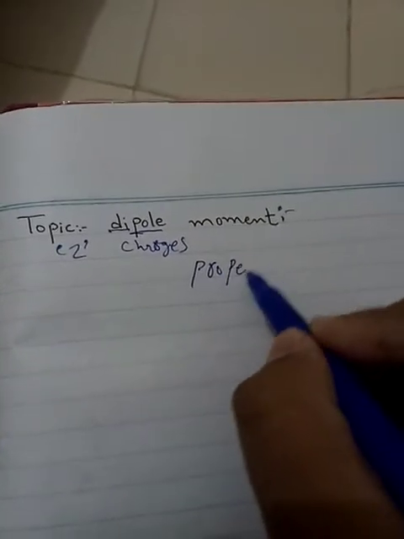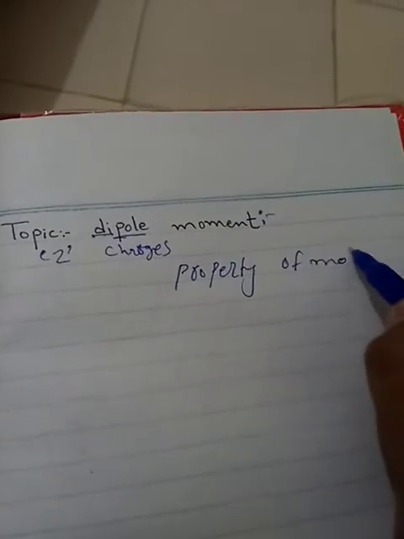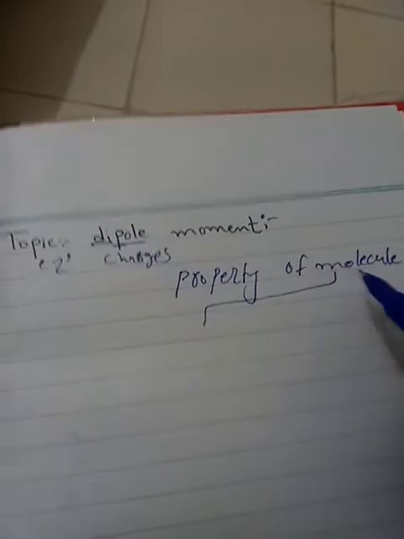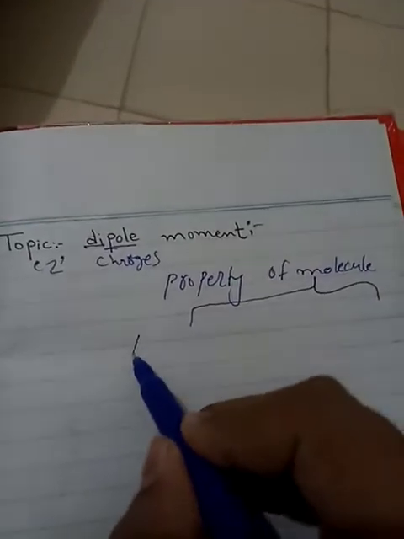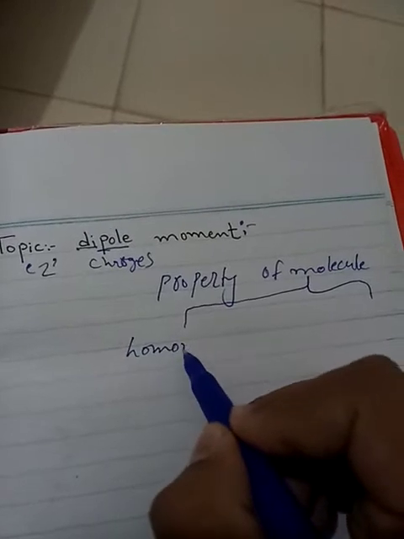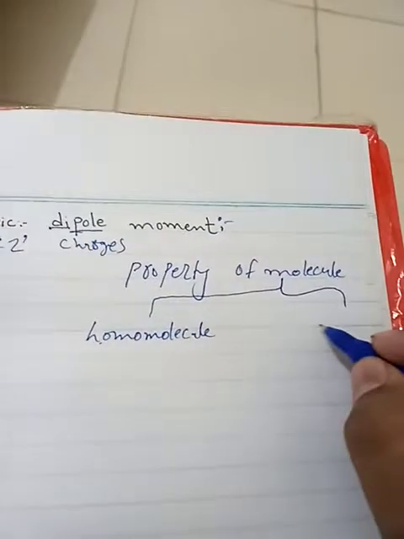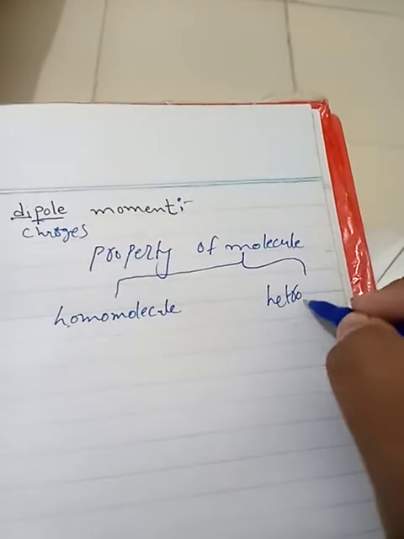Property of molecule. What type of molecule? Because there are two types of molecule. One belongs from 7A group called homomolecule or diatomic molecule, which will make a bond with itself, and the other one is heteromolecule.